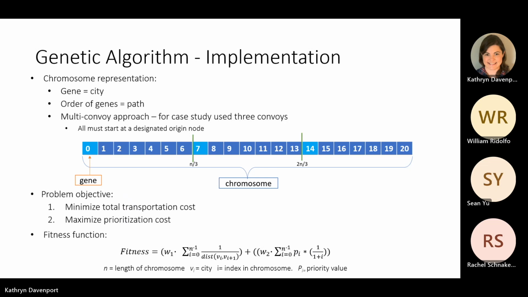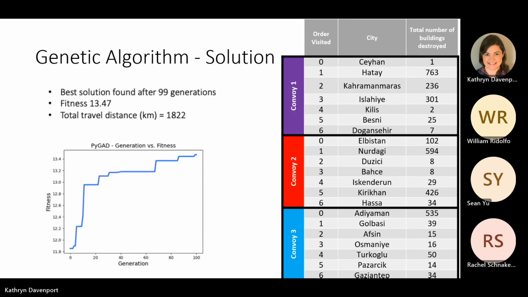trying to maximize the fitness function by maximizing the sum of the reciprocal of the shortest distance between 2 consecutive genes in the chromosome, found by Dijkstra's algorithm, and the sum of the weighted priority based on the number of buildings damaged. And that was linearly weighed by the order that they appeared in the chromosome.